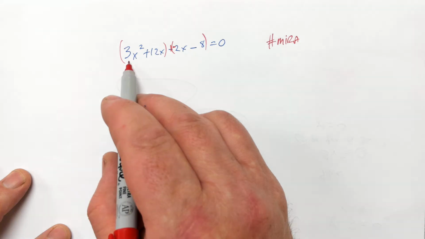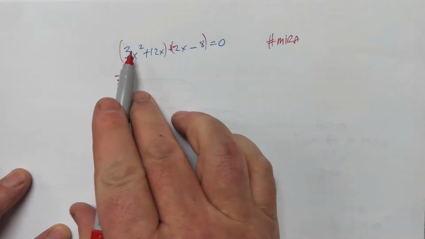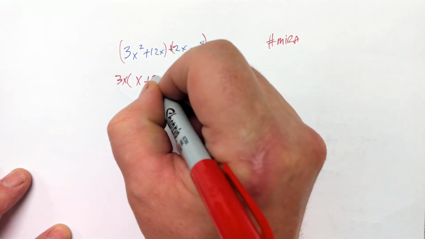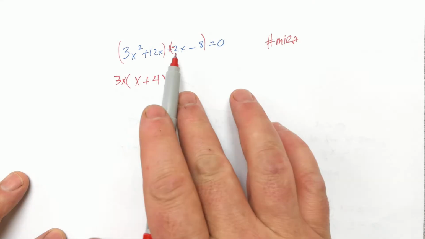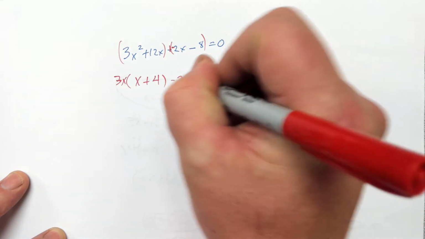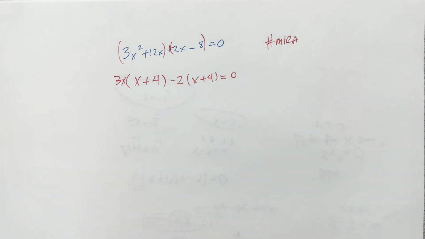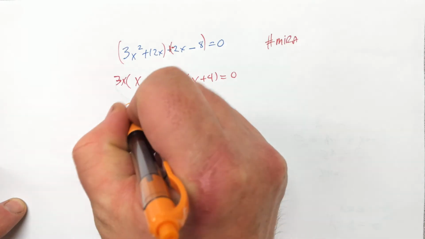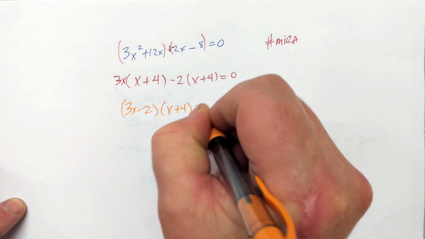Factor by grouping. So here, take out a 3x. And here, x plus 4. Is that right? Okay. Now over here, it's a negative 2x and a negative 8. So I'm going to take out a negative 2, and I'm going to be left with x plus 4 again. The only thing that's a little different about this is it's equal to 0, and we're going to solve it. So we're going to factor it all the way first, M&M. So that's going to be 3x minus 2, and then x plus 4.